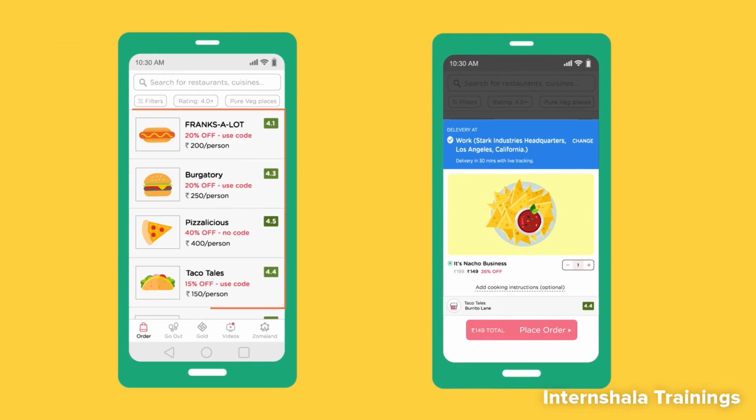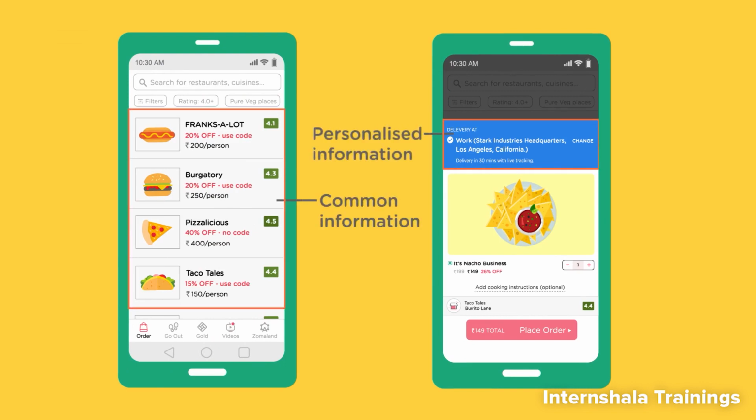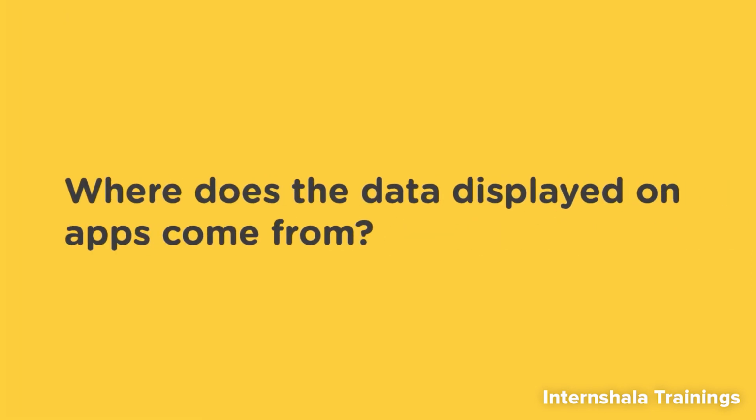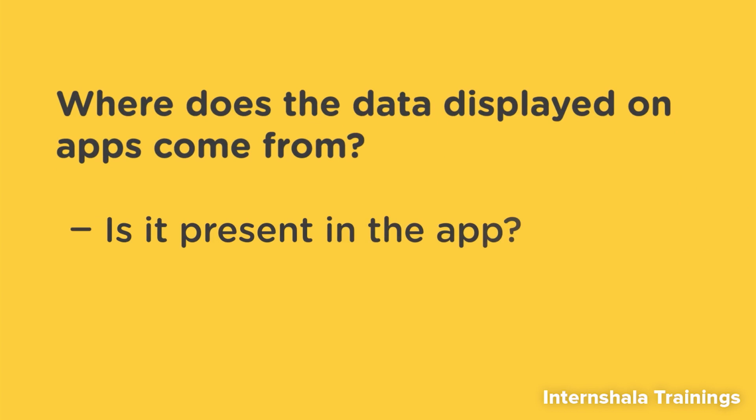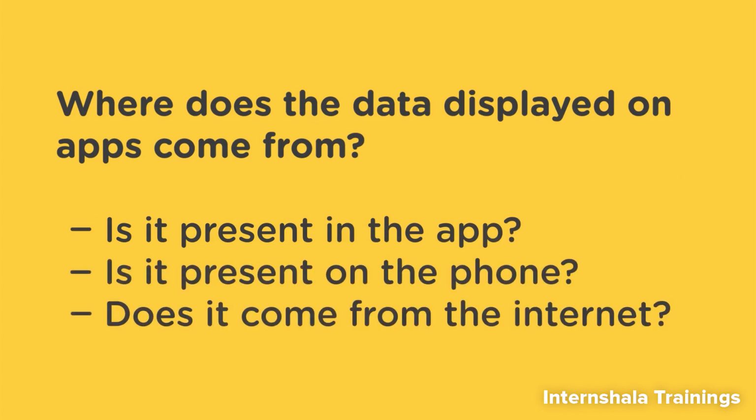So, we know that some of the data we see is common for everyone, while some of it is personalized, and hence cannot be the same for everyone, right? But where does this data come from? Is this data then present in the app or the phone? Does it come from the internet? Three tough options. We think it's the third one. What do you think? Well, it's mostly the third one.